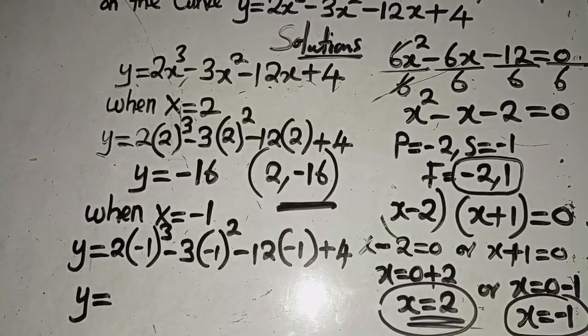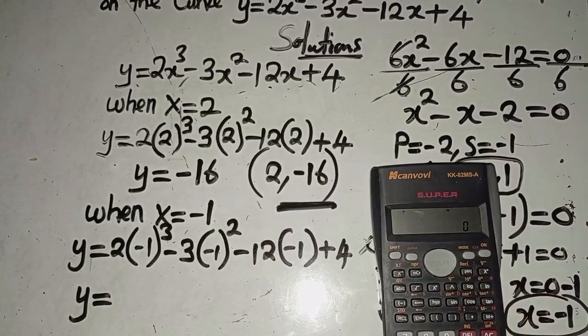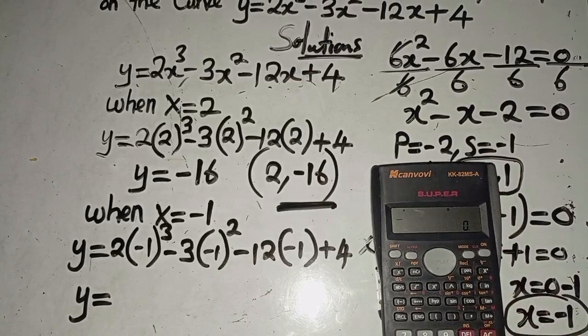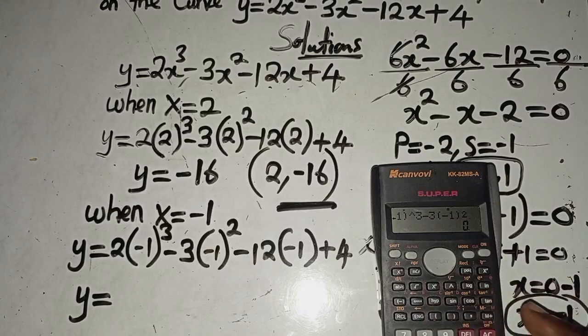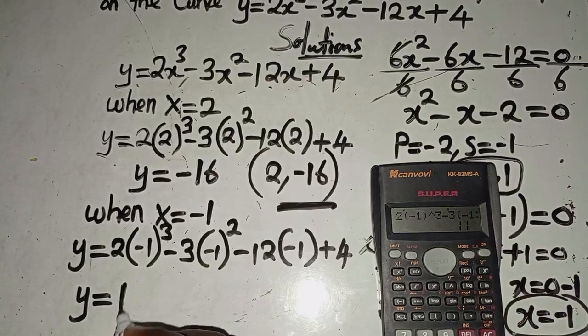So I check, okay, what is the answer? You get your calculator nicely. Don't make mistakes here. So what you do, 2, open bracket, negative 1, power 3, minus 3, open bracket, negative 1, squared. Minus 12, open bracket, negative 1, close, plus 4. I can also make a mistake, so kindly follow me closely. What is the answer? I'm getting 11. So here I put 11.